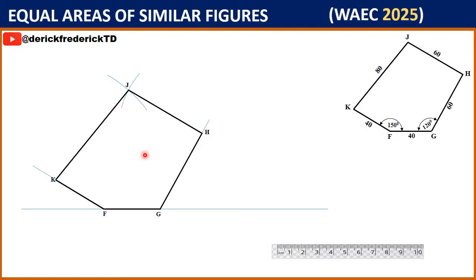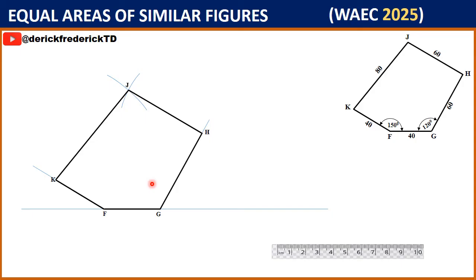So the first one we're going to do, we can convert a polygon to a triangle of the same area. Then we convert that triangle to a rectangle of equal area. Then from that rectangle we'll now draw a square. All right, I'll take that again.